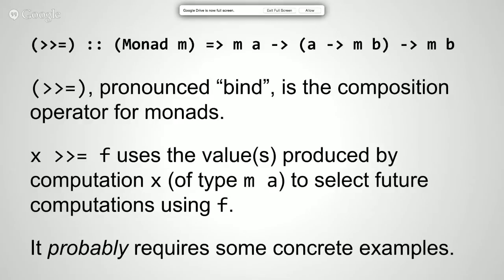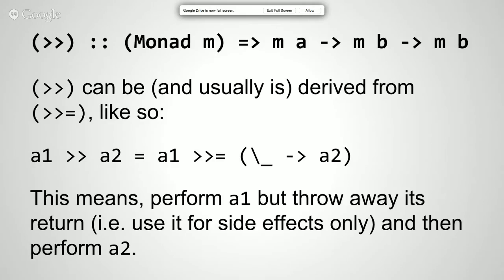And then we have bind. That's the composition operator for monads. What it does is it uses the values produced by the computation X. X is of type M A, so those values are of type A, and it selects future computations using F, which is A arrow M B. This is probably going to require some concrete examples, so there will be plenty. The double chevron, the sequencing that doesn't bind, can be derived from bind. It's just throwing the argument away.